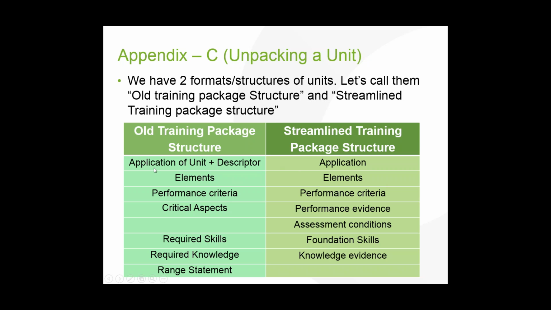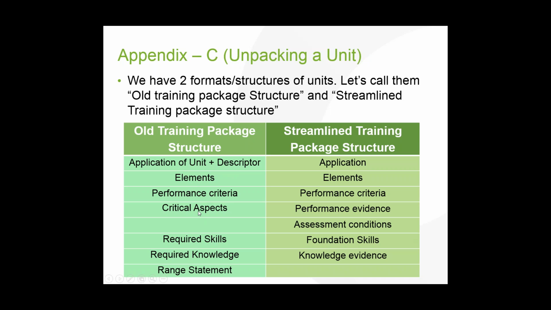In the old training package structure, we have application of unit and a descriptor as two different sections. But in the streamlined training package structure, we have only application. So if your unit is from the old training package structure, write application of unit separately and write descriptor separately. But if your unit is new, write application only. Leave the other one blank, write not applicable. We have elements in the old one and we have elements in the new one, so there is no issue in it. Then we have performance criteria in the old one and we have performance criteria in the new one. Again, no issue in it.